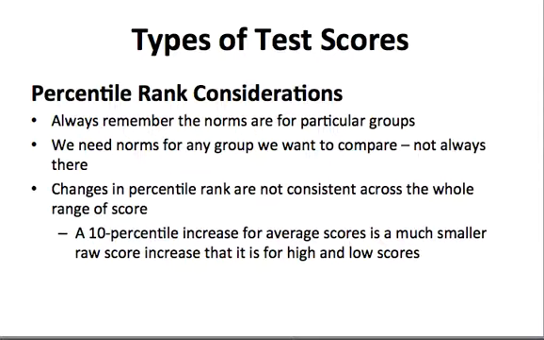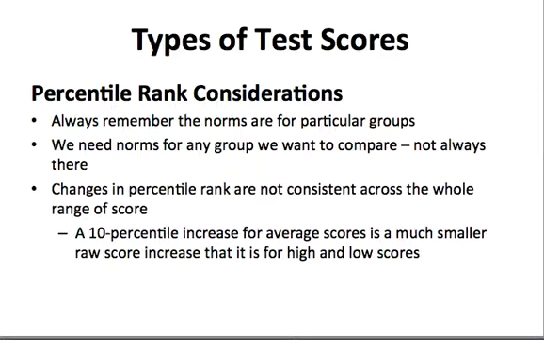Now, things to remember about percentile ranks. One, always remember the norms for particular groups. Two, we need norms for any group we want to compare, and they're not always there. Sometimes we want to make these comparisons, but we can't because we don't have the data to do it. When we make comparisons, we need a standardized procedure to compare apples to apples. This is why when we talk about standardized tests, we're typically talking about norm-referenced tests. We can also be talking about criterion-referenced tests, but typically we're talking about norm-referenced tests.